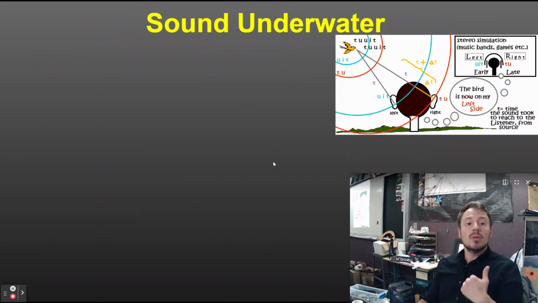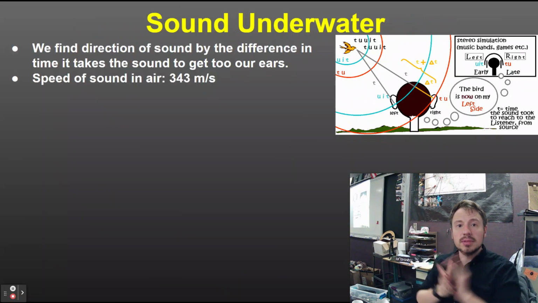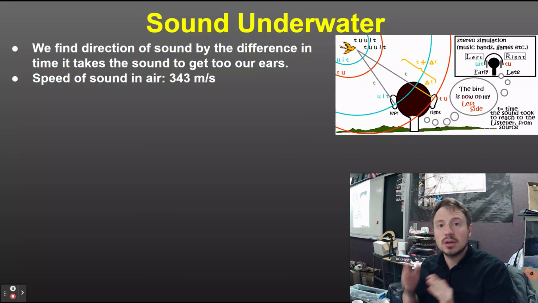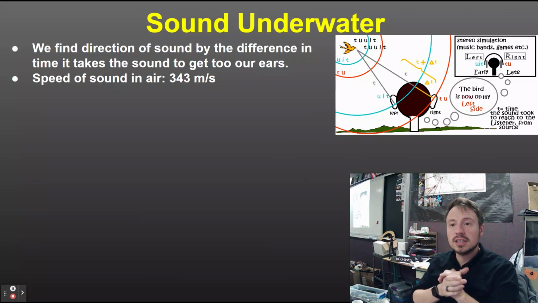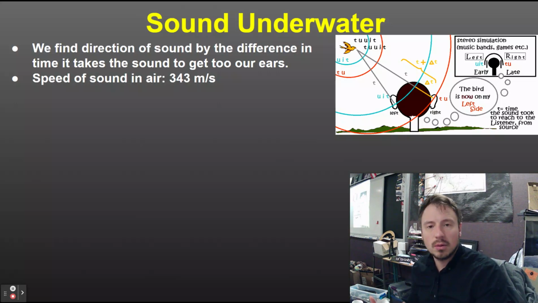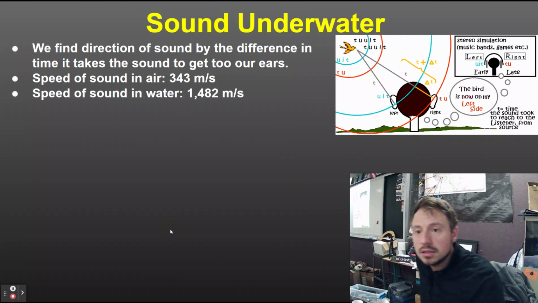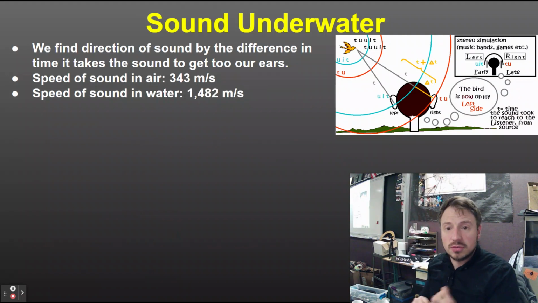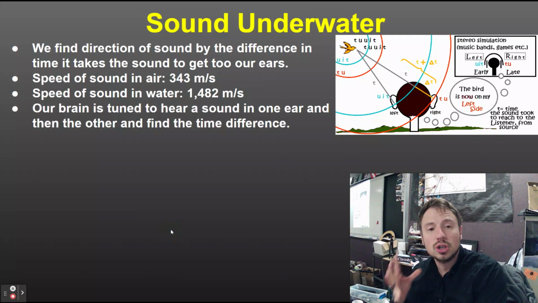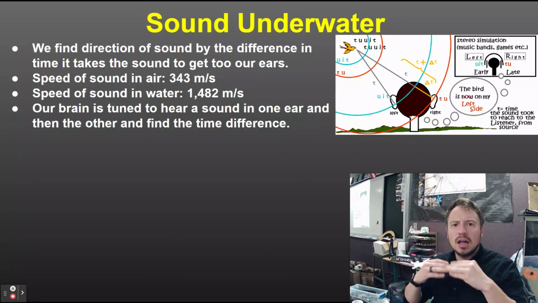It all has to do with how we interpret sound. Our brains measure the time difference between sound hitting one ear and the sound hitting the other, because it's traveling a distance. Now, the speed of sound in air is 343 meters per second, and our brains are tuned to that because we live on land, walking around, and we measure sound within the air. But the speed of sound in water is over 4 times faster, 1,482 meters per second, right? So our brain just cannot interpret that difference in time. To us, it sort of feels like it's instantaneous.